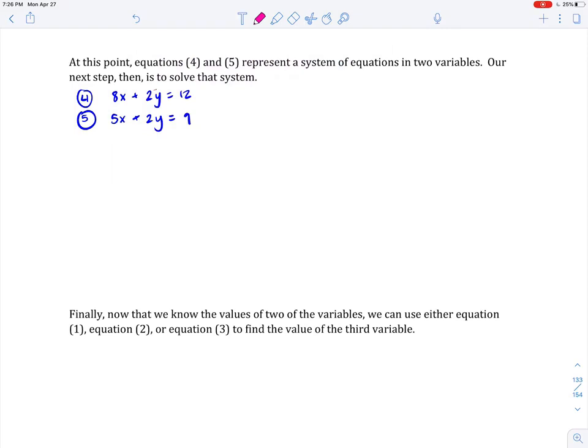You memorized those two? Yeah, boy. Skills. All right, so we're going to go ahead and pick a variable to eliminate.